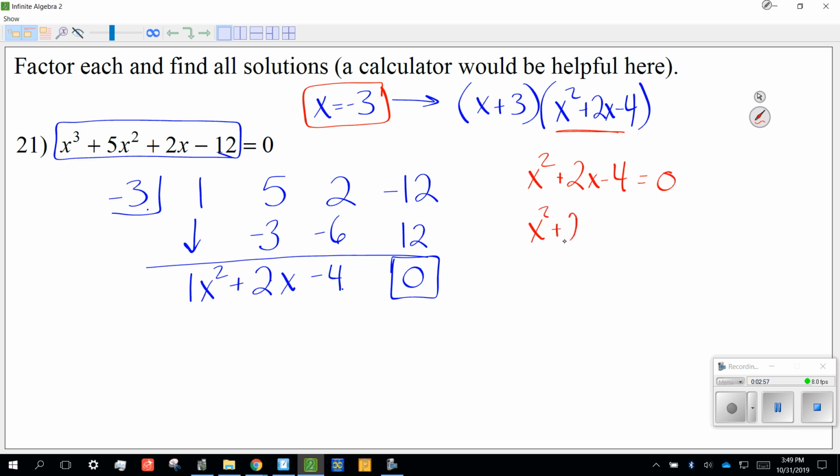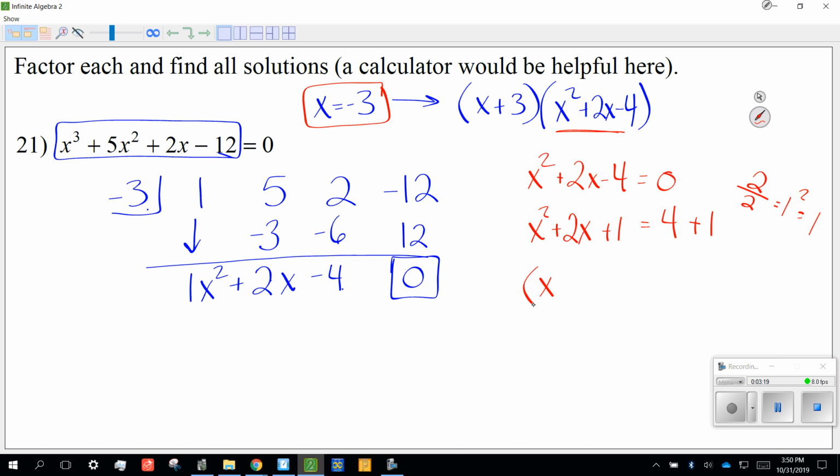So I'm going to complete the square because the leading coefficient is 1 and the middle term is an even number. And I like that. So I need to know what to put in the blank after I move the 4 over. That would be b over 2, 2 divided by 2, squared is 1. So plus 1 here and plus 1 here.